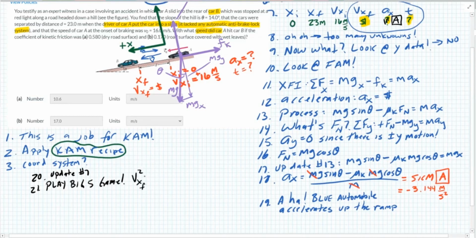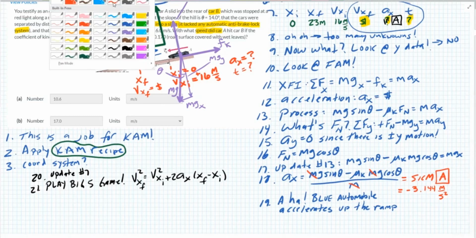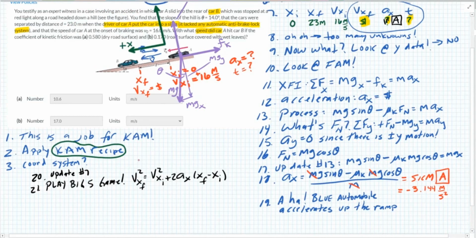v_xf squared equals v_xi squared plus 2 a sub x times x final minus x initial. Okay. So before I keep going here, v_xf, well, this is the $, so it's okay that that's unknown. Do I know v_x initial? Yes, I do. It's sitting there in my data table. Do I know acceleration? Yes, and don't forget the negative sign. Do I know x final? Yes, it's in my data table. I know everything here. So go ahead and solve for the impact velocity.